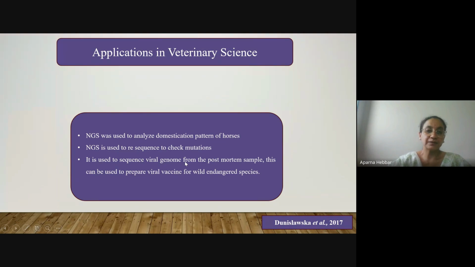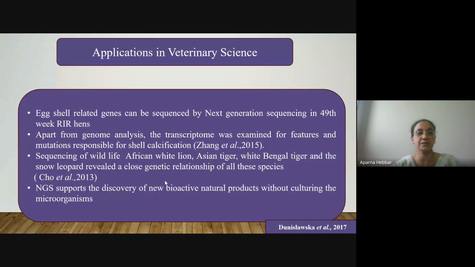So this is even helpful to study or sequence viral genomes from post-mortem samples, and this can be used to prepare viral vaccines for wild endangered species. Because if some endangered species are found dead in the wild, they are to be analyzed. If there is any viral attack, then from the genomic sequences, a viral vaccine can be produced. That can be done through NGS only, because of sequencing and analysis.